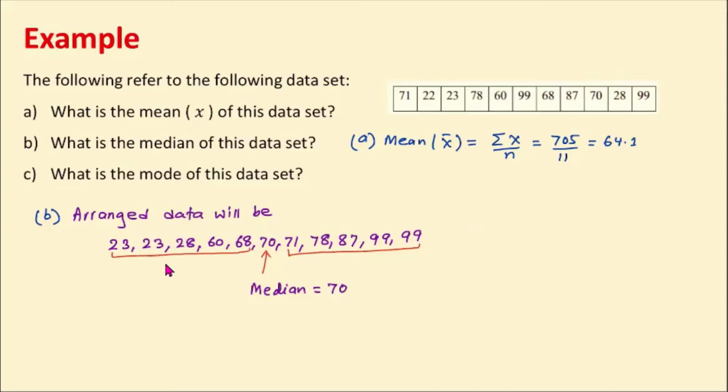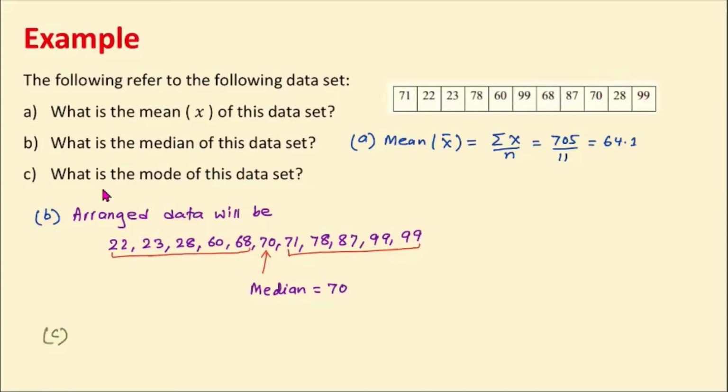I think over here, when I arranged the data, I wrote 23 and 23. That is 22 and 23. Let me correct that. So that is 22 and 23. Okay, let's move on to part C.